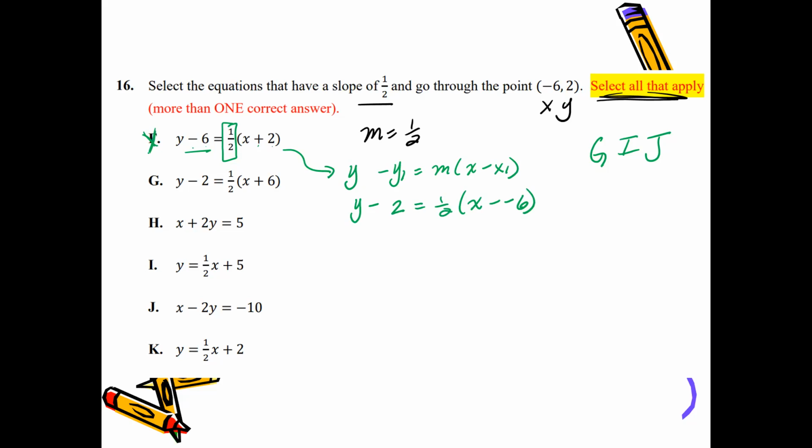Now let's take a look at G. Does G match this equation? You know that a double negative does give you a positive, and yeah, it matches. So G is definitely one of the answers.